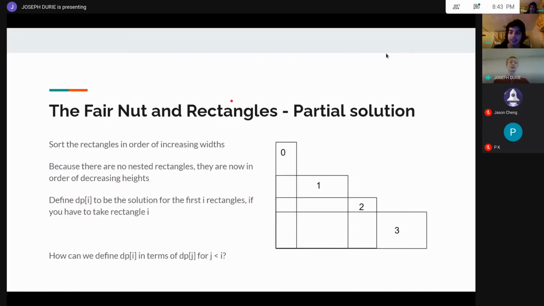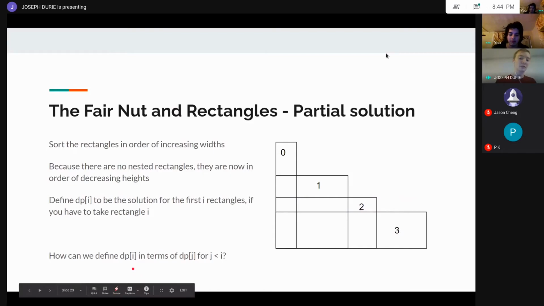Exactly. So we want to have something like this, where you sort the rectangles in order of increasing widths, and because they're not nested, then we know they're also in order of decreasing heights. So as these rectangles get wider, they also get shorter. Now we can define dpi to be the solution for the first I rectangles, given that you have to take rectangle I. Given that, how can we define dpi in terms of dpj for j less than I?